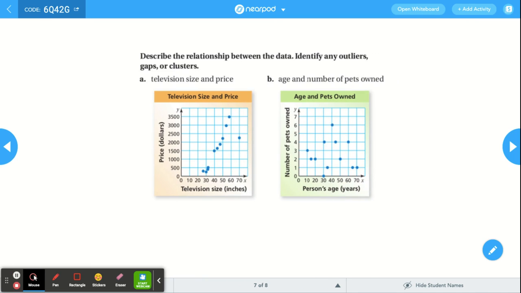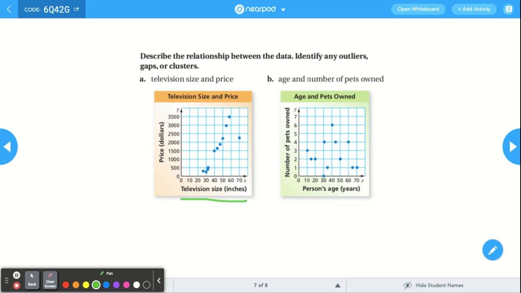All right, so let's go ahead and take a look at our next example or next question. They're asking us to describe the relationship between the data, similar to what we did on the previous slide, and identify any outliers, gaps, or clusters. All right, so the first thing that I'm going to do is look and see if there's any relationship here.